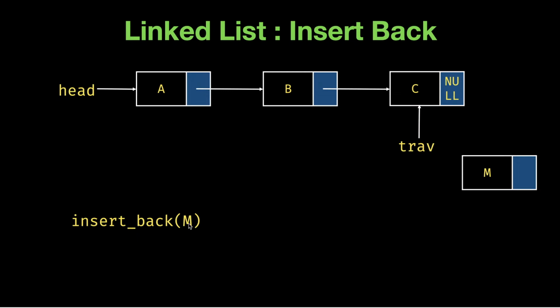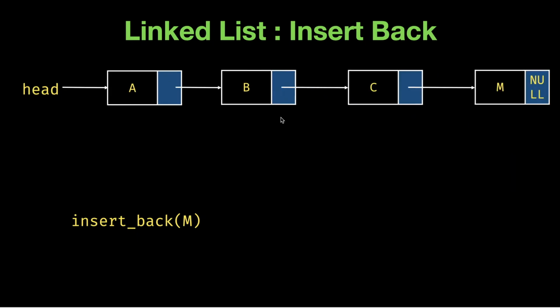We add the value, this m, to the new node, and we set the next pointer of this new node to null. After that, we point the next pointer of this last element to the newly created node. Now we can clearly see that our element m has been inserted into the linked list.